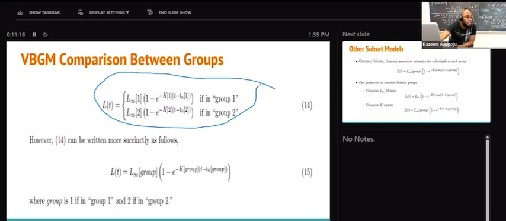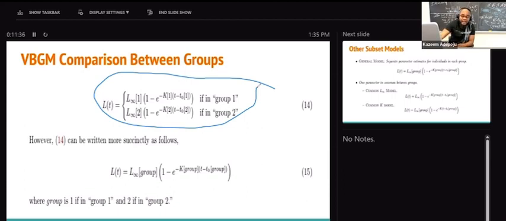You know what I mean? This is comparing two groups with separate parameters: separate values of L infinity, separate values of T0, and separate values of K. Any question? That's the general one. Okay?